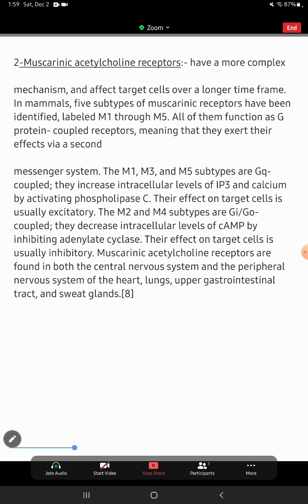Muscarinic acetylcholine receptors are found in both the CNS and PNS, meaning the central nervous system and the peripheral nervous system, of the heart, lungs, upper gastrointestinal tract and sweat glands.